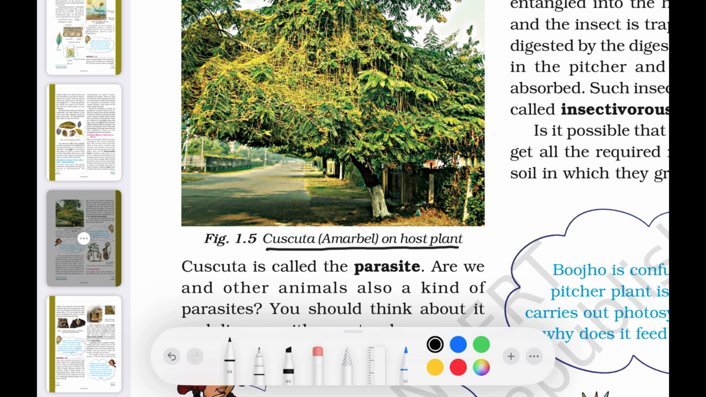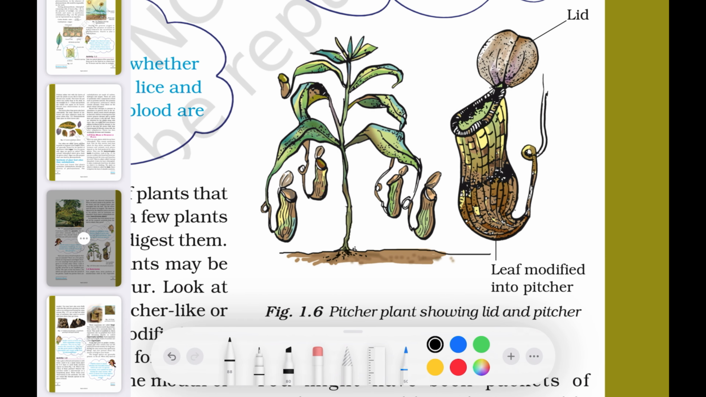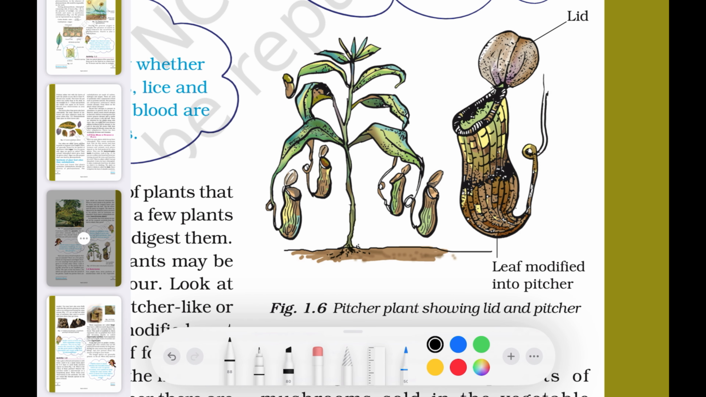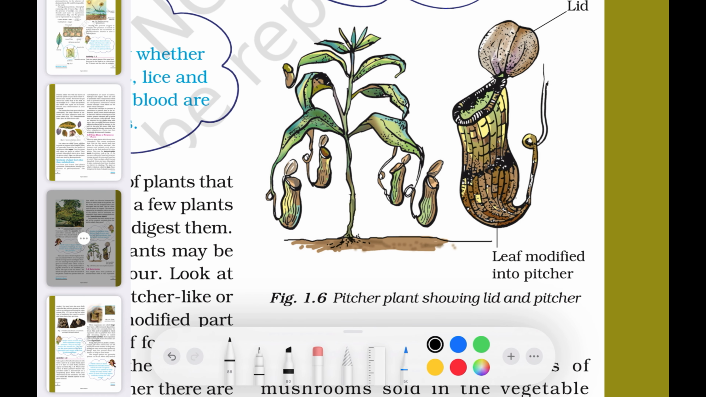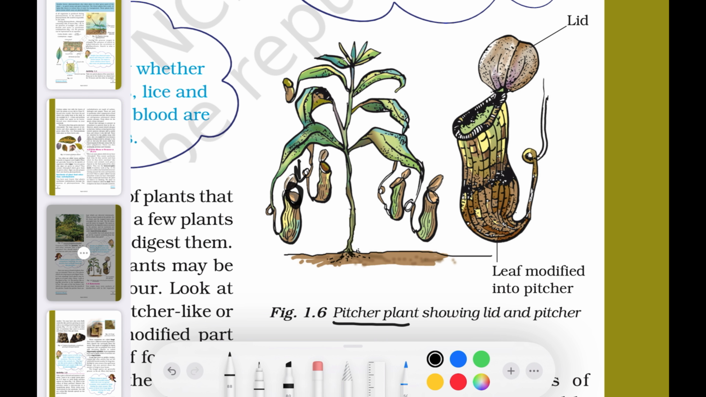We just talked about parasitic plants, so this is an example of a parasitic plant that is known as amarbale or cuscuta. So this amarbale is growing on other plant that is known as host. Okay, second one, we just talked about insectivorous plant. So this is an example of an insectivorous plant. This is a pitcher plant. Here you can see that they trap and digest insects here, and they have a lid. So when any insect is trapped here, this lid gets closed. Why do they trap insects? To get nitrogen and minerals.